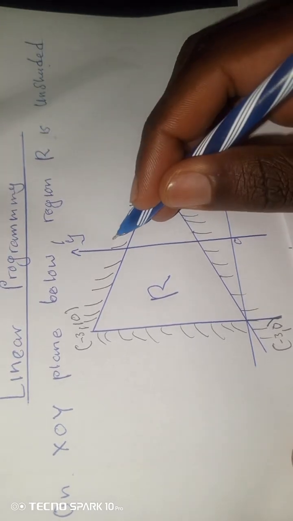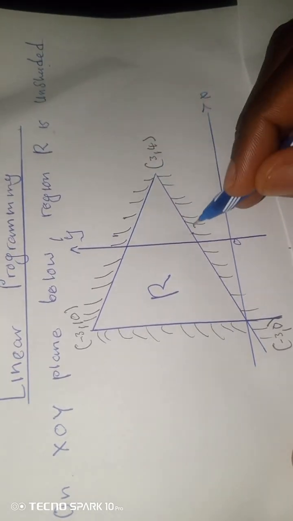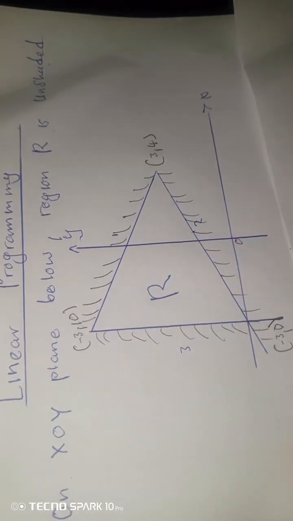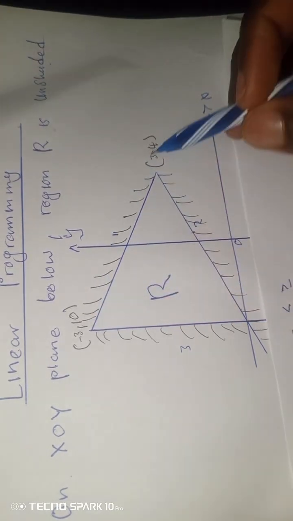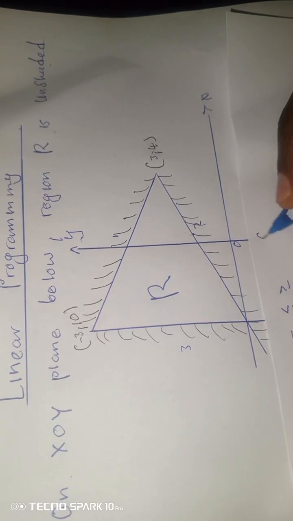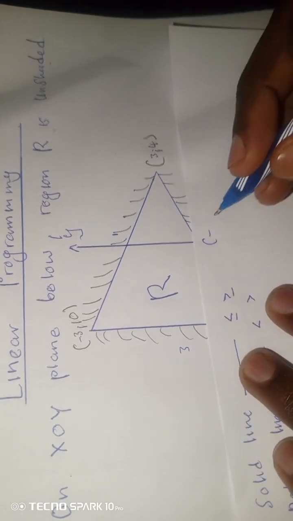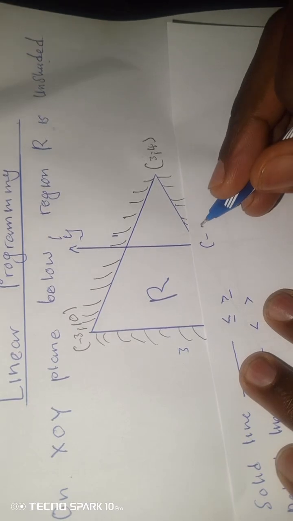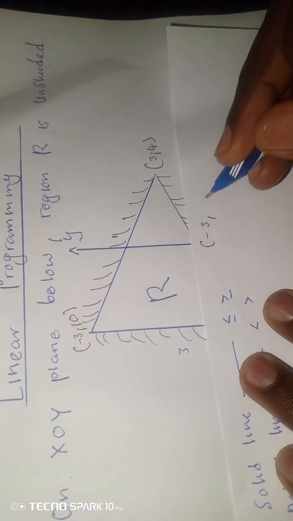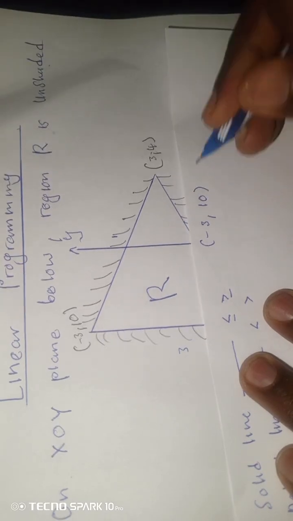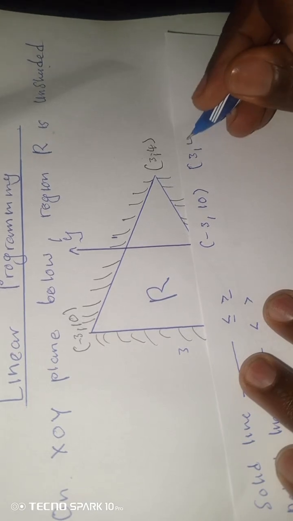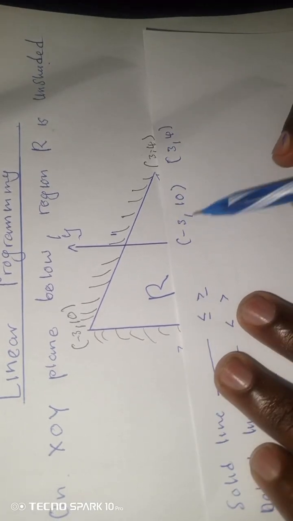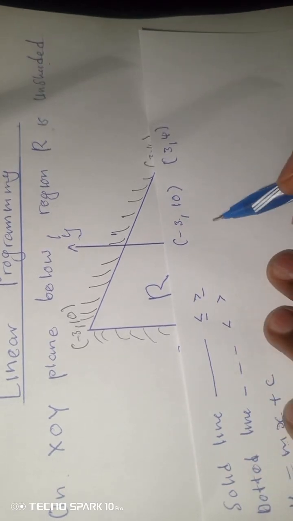I'll assign this line to be my 1, this will be my 2, this will be my 3. After I've done that, I'll get these coordinates, which are negative 3, 10 and positive 3, 4. So the first thing that I have to do here is to calculate the gradient.